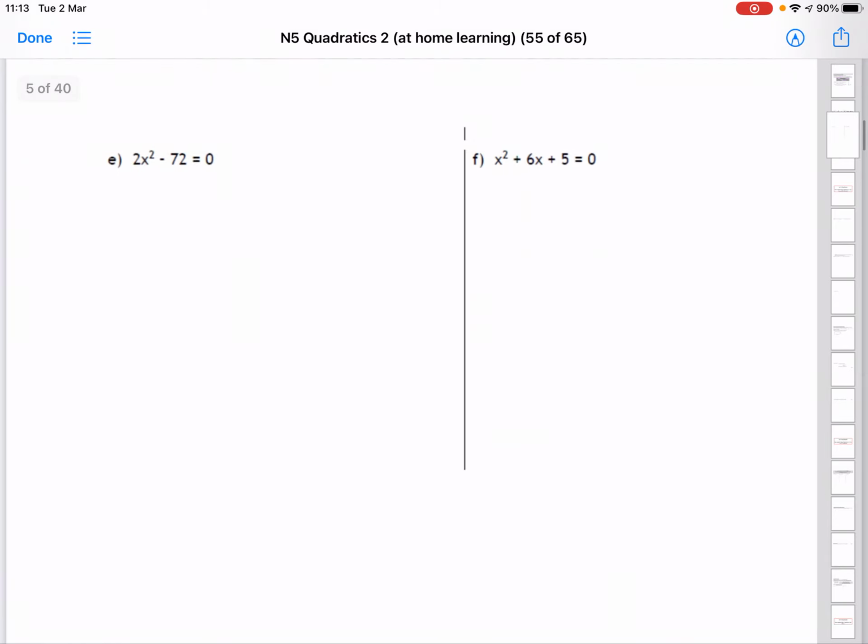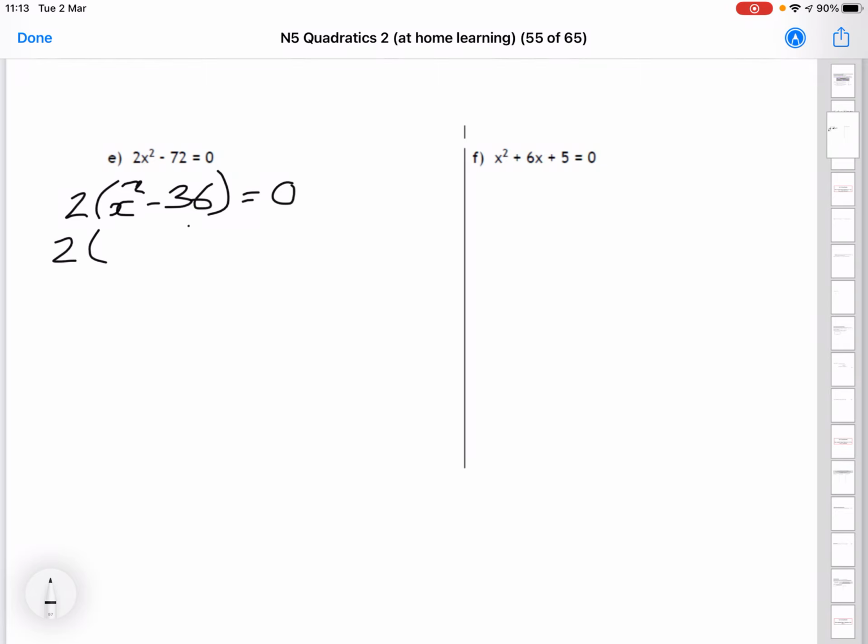Okay, stepping up the factorising to be a little bit more complicated. For E, we now have 2x squared minus 72 equals 0. So we always look first for common factor, and these terms both divide by 2. So 2 would be our common factor, which would leave us with x squared minus 36 in the bracket equals 0. Now inside that bracket, we have a difference of two squares.